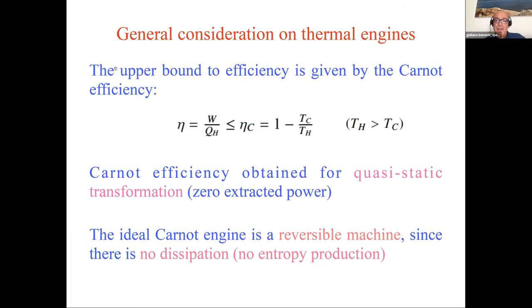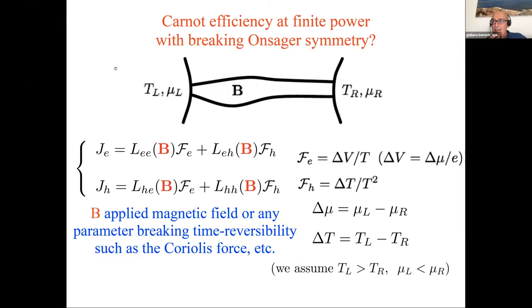As a general consideration, the upper bound to efficiency is given by Carnot efficiency, and you expect physically that you obtain such efficiency if you have a quasi-static transformation. This requires infinite time, and so you have a zero extracted power. Then is it really so? Let's start with the steady state heat engine. This is some general setup, left and right reservoirs where you fix temperature and electrochemical potential. The flux is one dimensional and you can have a magnetic field breaking time reversibility. These are linear response equations. So you have thermodynamic forces, voltage and temperature difference, and you have conjugated fluxes, which are charge and heat flux.